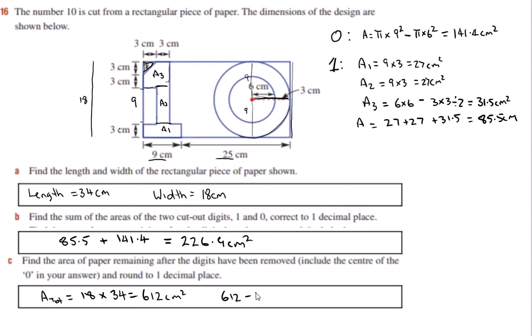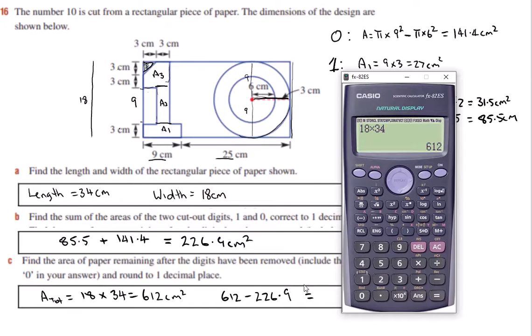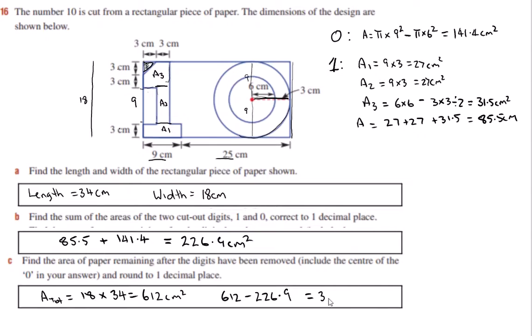The paper left over is going to be 612 minus 226.9, which equals 385.1. 385.1 centimeters squared.